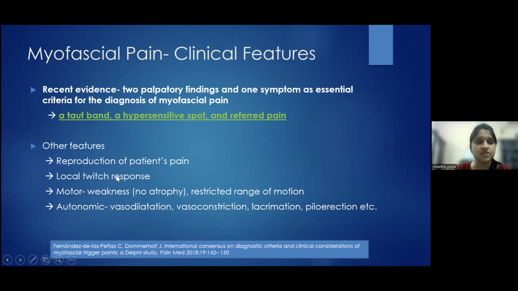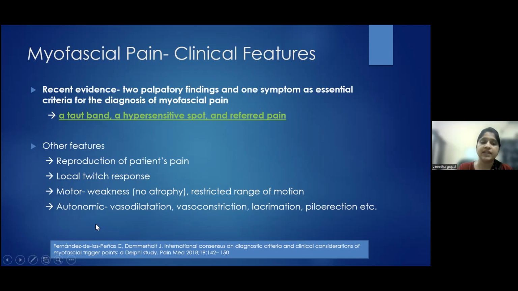Local twitch response, this you get sometimes. That is the taut band, especially when you prick with the needle, that taut band will contract. Not that the entire muscle will contract, only the taut band will contract. That is an objective sign that the muscle is saying loudly that I am having myofascial pain syndrome. So that is a local twitch response. If we get it, it is well and good, but if we don't get it, it does not mean that the patient is not having MPS. Then there will be some amount of motor weakness and restricted range of motion, but no atrophy.